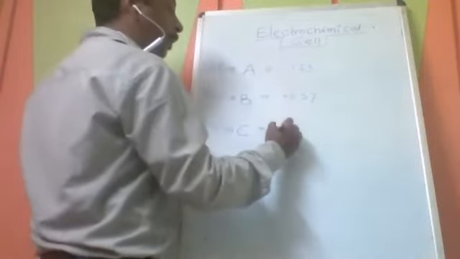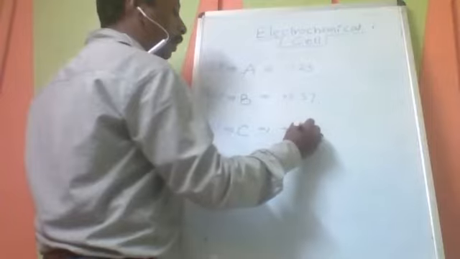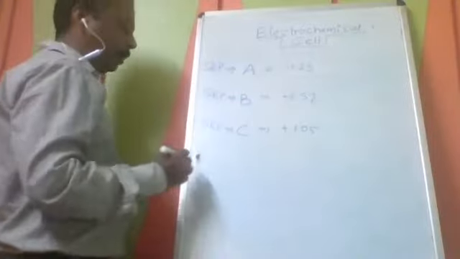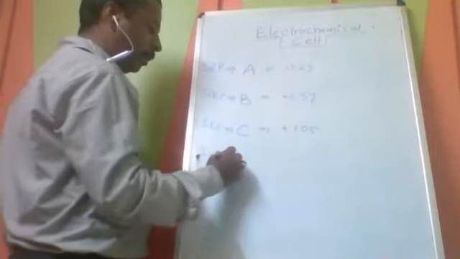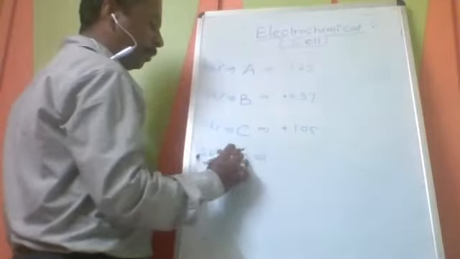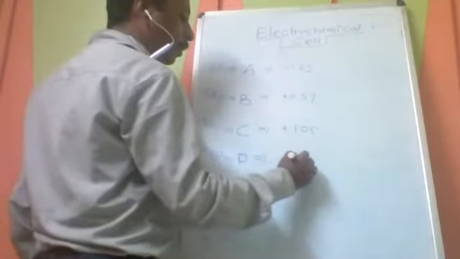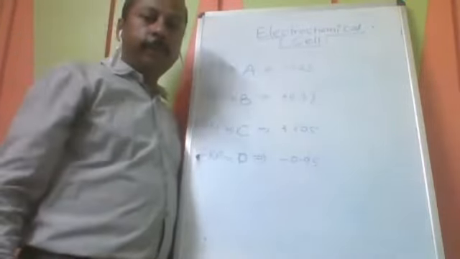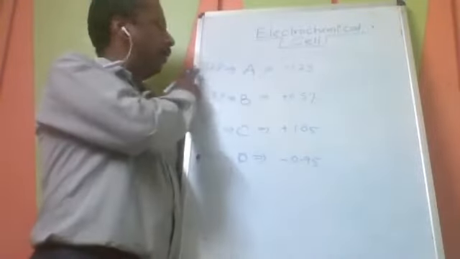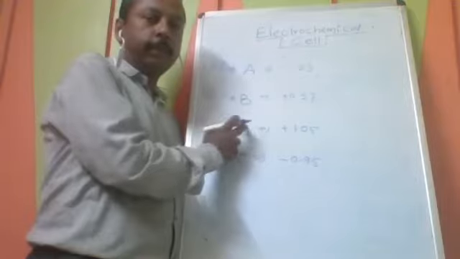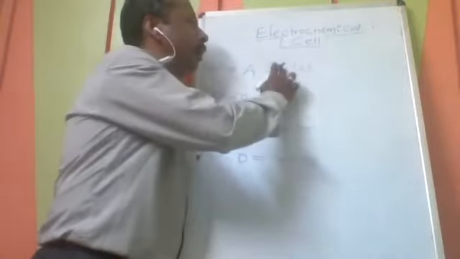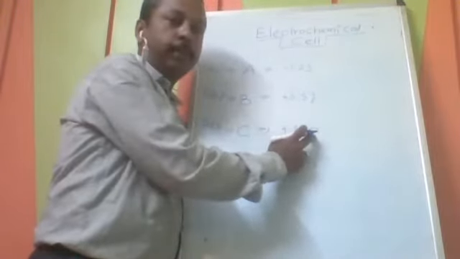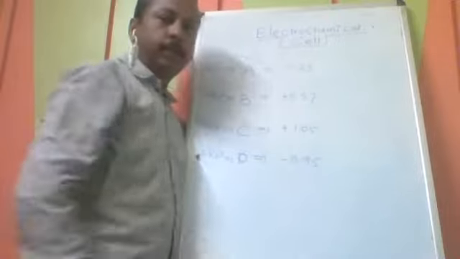SRP of C is plus 1.05. Now these are the three different electrodes. For easiness, I will take one more, SRP of D. This is also negative, minus 0.95. So four different electrodes and four different reduction potentials: A is minus 1.23, B is plus 0.57, C is plus 1.05, and D is minus 0.95.